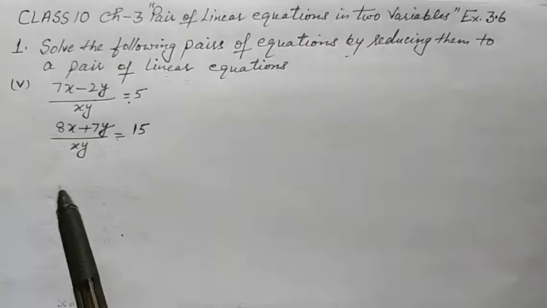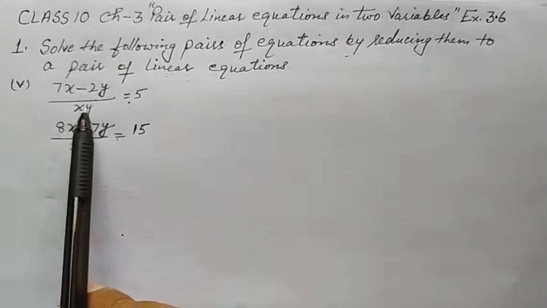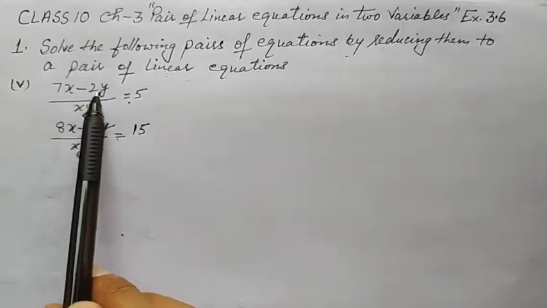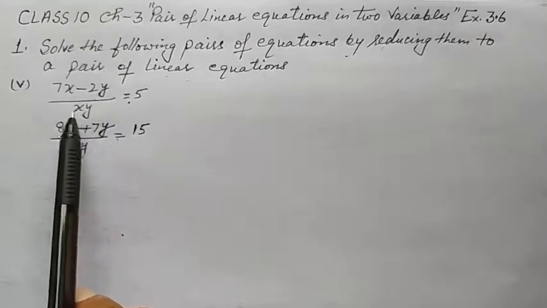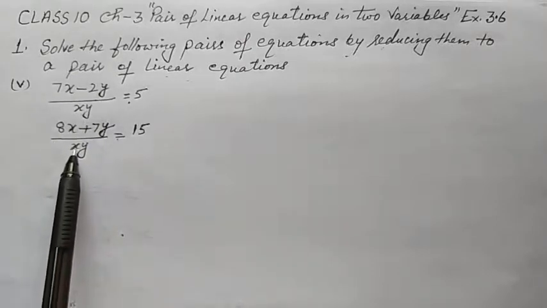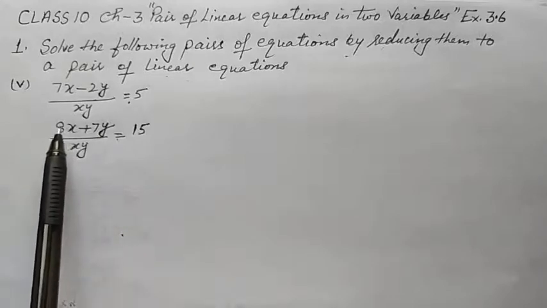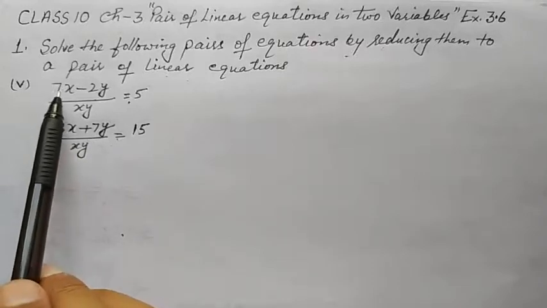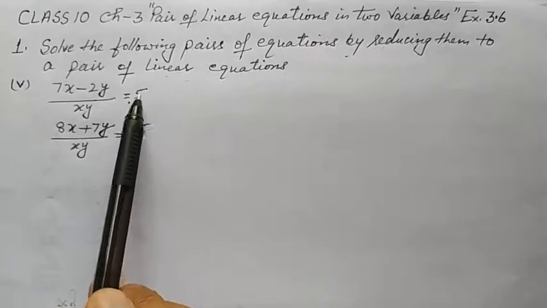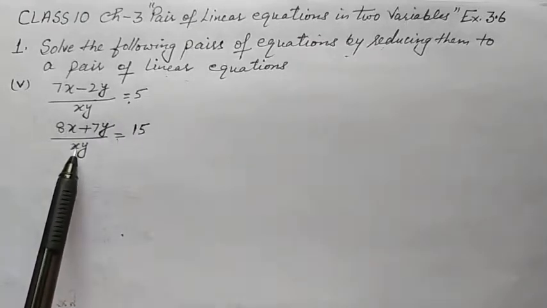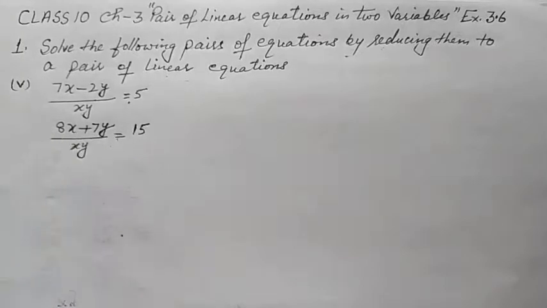Okay, so what we do here, if you see that this denominator xy is common for both numerators, we'll divide both numerators by this denominator separately. Here also the xy denominator is common for these two numerators, so we'll divide these two numerators by xy separately. So it means here it becomes 7x over xy minus 2y over xy is equal to 5, and here it will be 8x over xy plus 7y over xy is equal to 15. So this will be our first step.